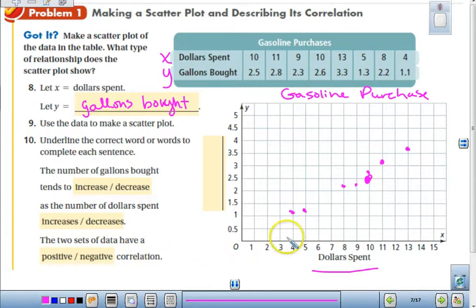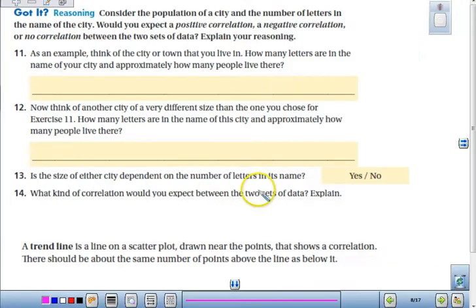Now, once you have plotted all your points, just as I did from this table, looking at it as ordered pairs, we want to think: as the number of gallons bought tends to increase, the number of dollars spent also seems to increase. So we would say this has a positive correlation. As our gallons went up, so did our price. So make sure you put this label over here also as you are looking at your table.